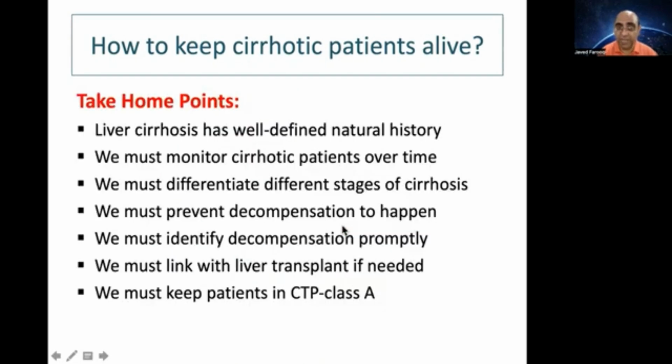So the take-home points of my lecture today are that we now know that liver cirrhosis has a well-defined natural history. We must monitor cirrhotic patients over time. We must differentiate different stages of cirrhosis. We must prevent decompensation from happening. We must identify decompensation promptly, and we must link with liver transplant if needed, and we must keep patients in Child class A.